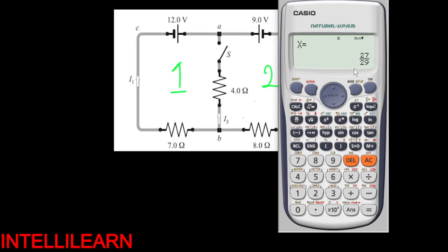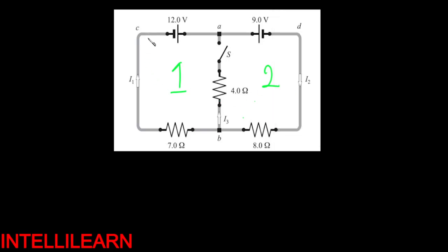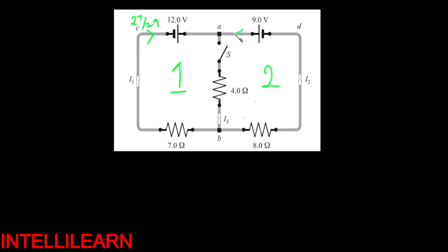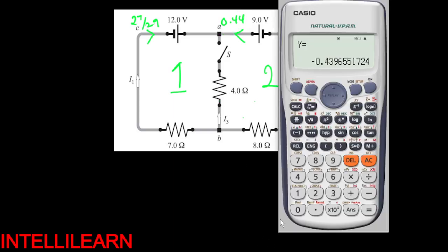And the first current is what? 27 over 29. So that's the current in this part. Now I went clockwise. So clockwise is correct. 27 over 29. Then the second one is what? Minus 51 over 116. That's what? Minus 0.44. So this will be pointing this way, 0.44. I assumed it was pointing this way because I was going clockwise. Now it is anti-clockwise. So when the two of them meet at this point, they will join and produce this current, right? So this current will simply be what? 27 over 29 plus 0.44.